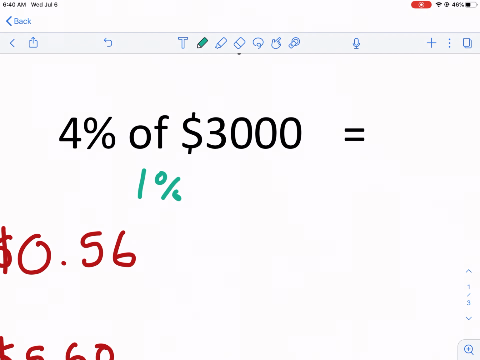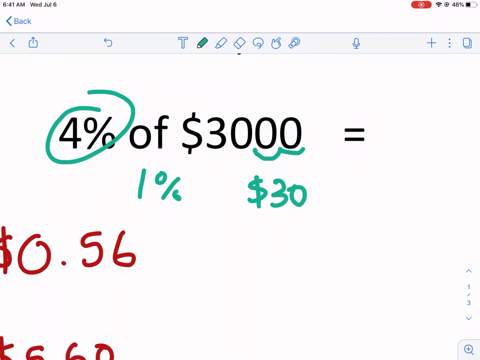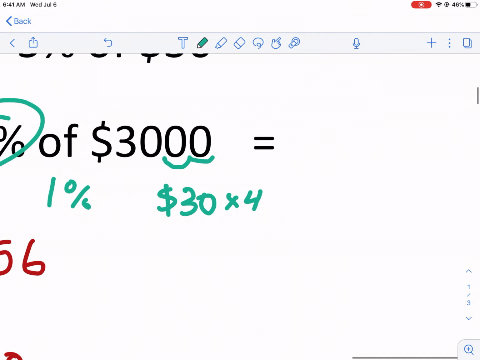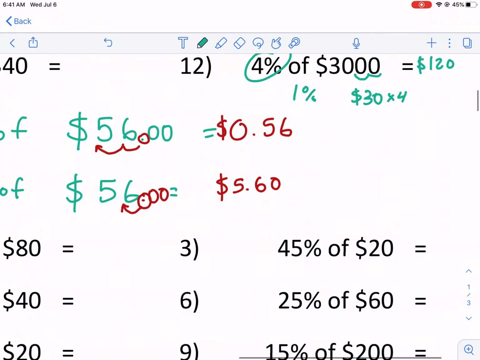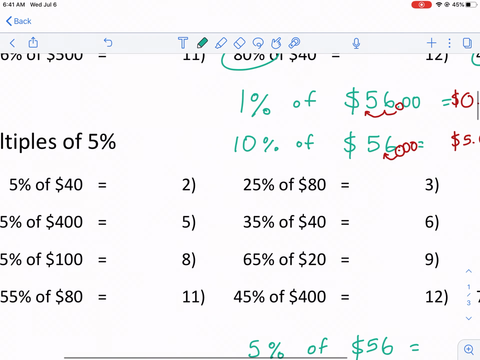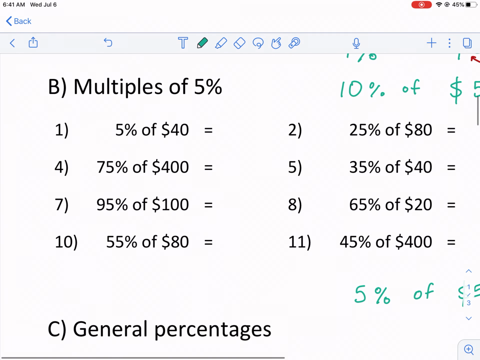So 1%, I need to move it over twice. 1, 2. So I know $30 is 1%. And then I want 4%, so I need to multiply that by 4. 1% times 4 gives me 4%. So 30 times 4 gives me $120. $120 is 4%. Look at that. Super easy to find. Now, let's consider multiples of 5% now.